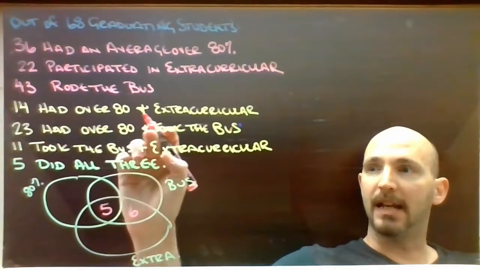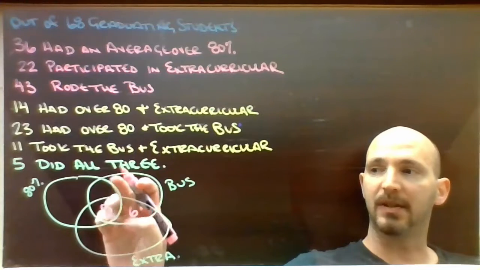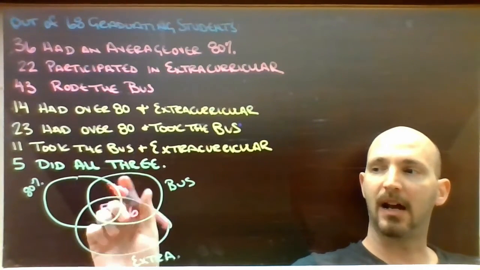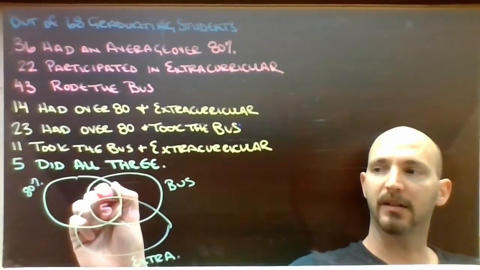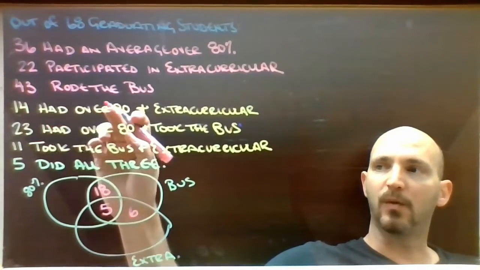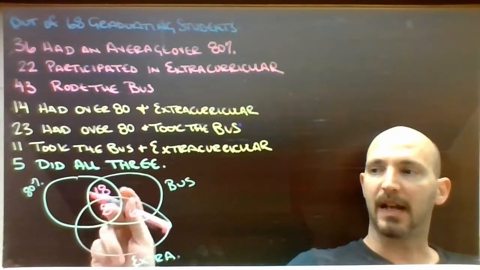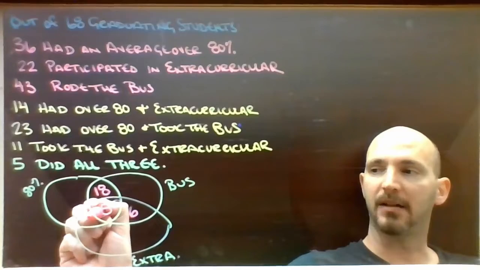23 had over 80 and took the bus. Over 80 and took the bus. That's here. So there need to be 23 people in this section. 5 of them are already accounted for. That leaves 18 that are not. So I'll get them in there. 14 had over 80 and did extracurricular activities. So that's here. 5 of them are already accounted for, leaving 9 behind.